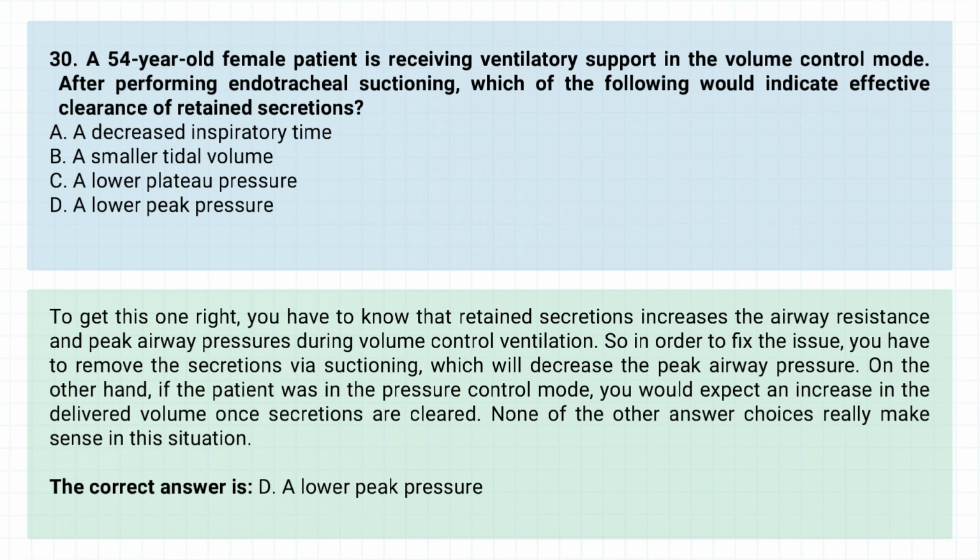On the other hand, if the patient was in the pressure control mode, you would expect an increase in the delivered volume once secretions are cleared. None of the other answer choices really make sense in this situation, so we know that the correct answer has to be D, a lower peak pressure.